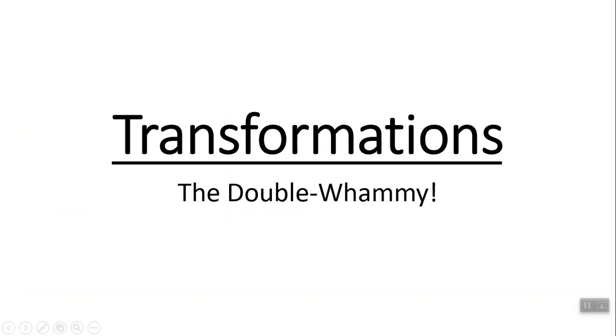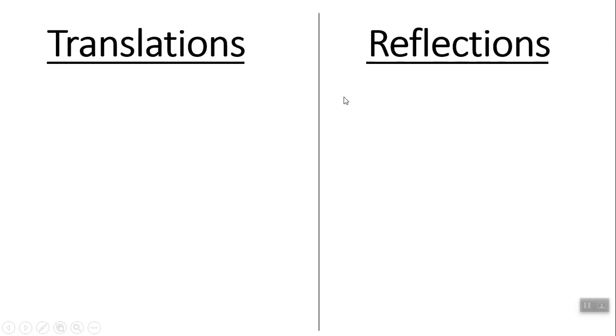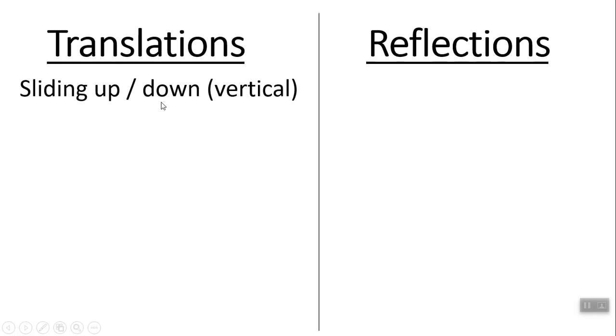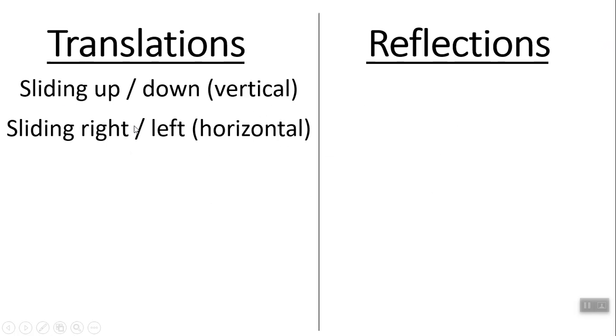All right, transformations, the double whammy. This involves doing two translations or a translation and a reflection. So let's do a quick review. Translations are sliding up or down. That's a vertical translation, or if you go horizontal, sliding right or left. And so all you need to remember is you're adding or subtracting to X or Y depending on the situation.